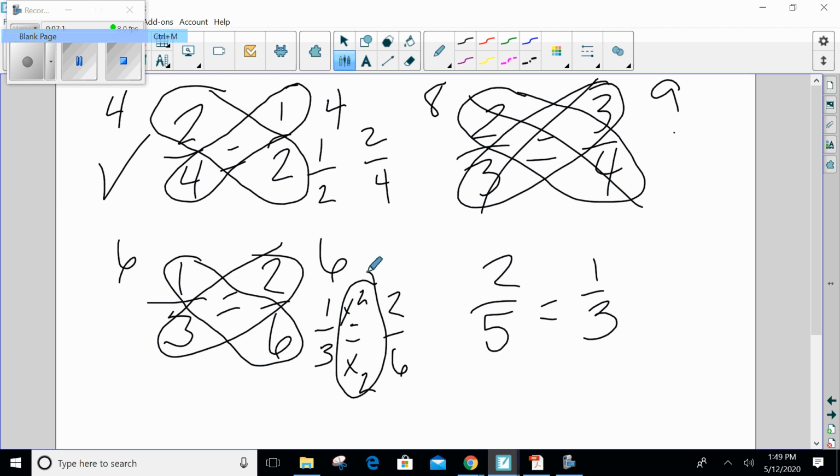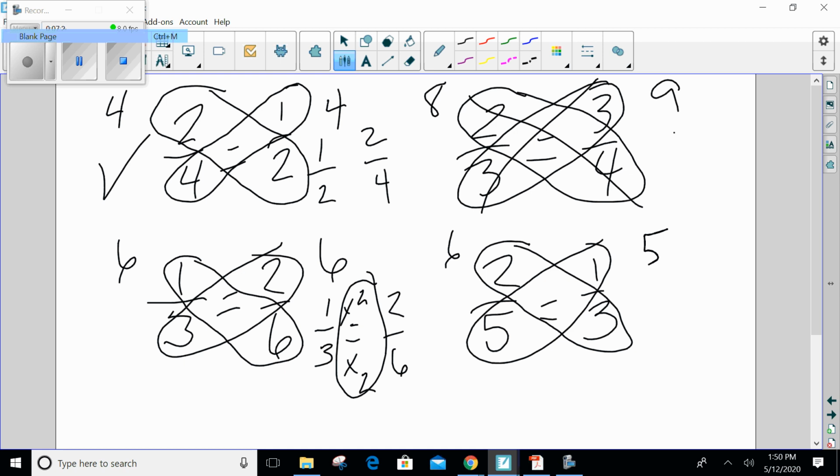let's go to this one. Okay, 2 times 3 equals 6. 1 times 5 equals 5. Those are not equal, okay? And if I tried to do it, the 1/3 equals 2/5. Now look at that. What did I multiply by 1 to get 2? 2. Well, if I try to do that to my 3 times 2, it does not equal 5. So this is not an equal fraction.